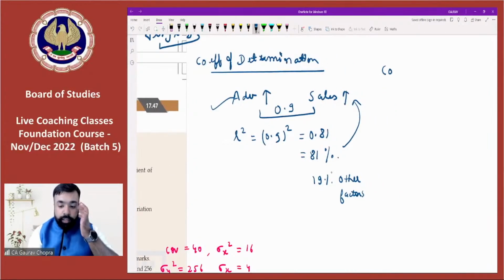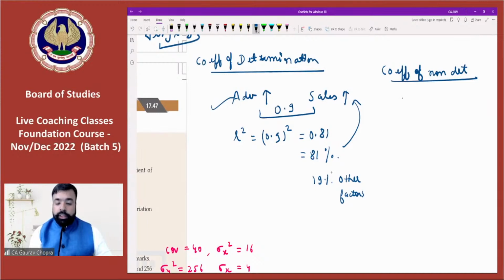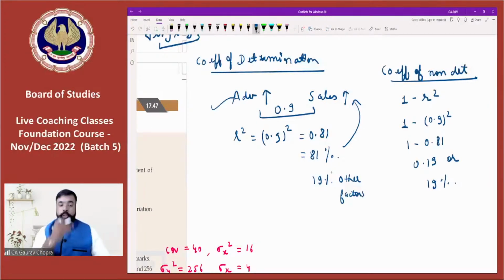So we can find the coefficient of non-determination. Non-determination is equal to 1 minus r square. So we can write 1 minus 0.9 squared. How much will it come? 0.19, or we can say 19%. So this is the formula for determination and non-determination: r square and 1 minus r square. Okay.